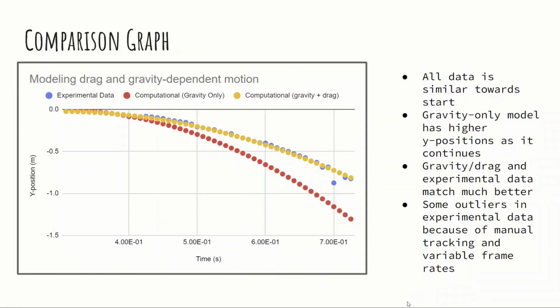A comparison graph was made between experimental data, the gravity-only model, and the gravity plus drag model. Overall, most of the data is similar towards the start, but the gravity-only model starts to drop off a little bit due to it not accounting for the drag force. However, the data between the gravity-drag model, seen in yellow, and the experimental data, seen in blue, matches well, indicating that the experimental data did have a force of drag. Some outliers in the experimental data, like this point right here, can likely be chalked up to having to manually track in the Tracker software, and variable frame rates from the recording camera.